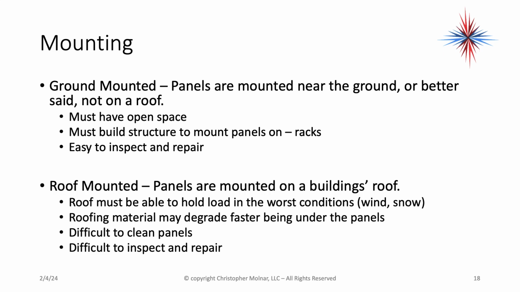Roof-mounted. Panels are mounted on building roofs. The roof must be able to handle the load in the worst possible conditions. Some parts of the country that's hurricane-force winds, some parts of the country that's heavy, wet snow. The roofing material has a tendency to degrade faster being under the panels. This is due to temperature being very high under the panels. It's difficult to clean these panels, and in some cases it's extremely difficult to inspect and repair these panels.